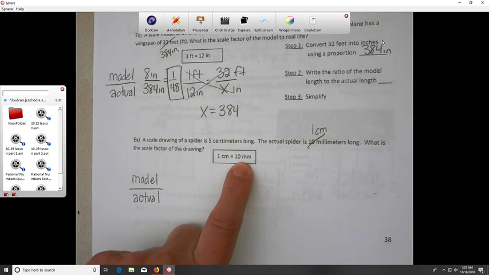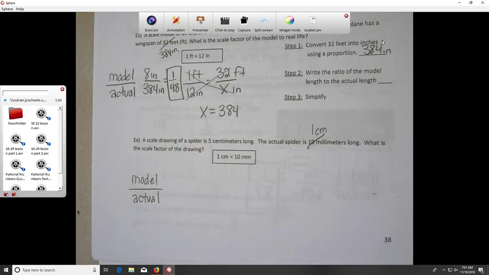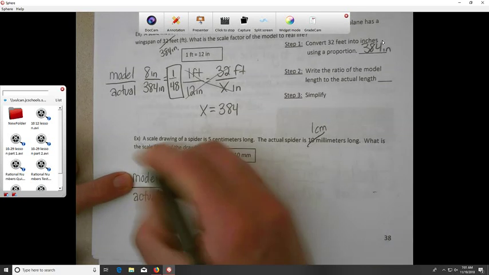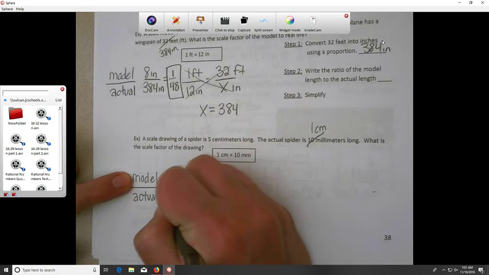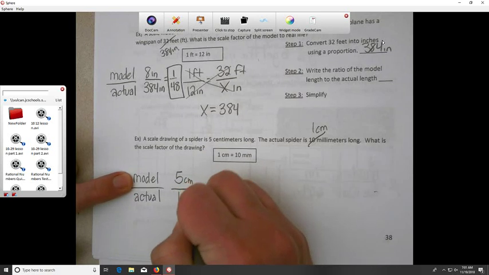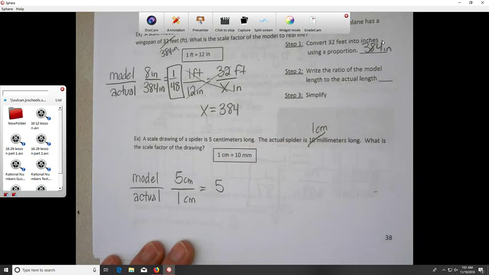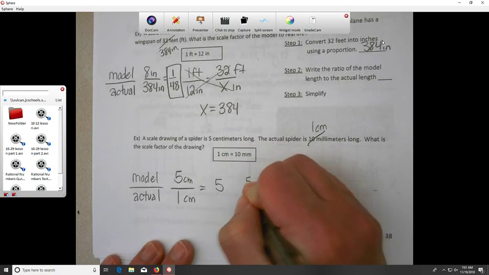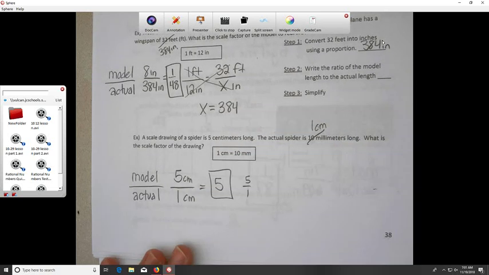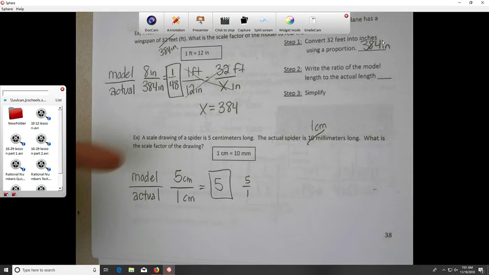All right, now we have matching units. We have centimeters. So the model, it says the scale drawing is 5 centimeters, so that would be our model. The actual, we just said, is 1 centimeter. So you simplify that, that just comes out to 5. You can leave it as 5 over 1 if you want to, but that's saying that in this case the model is actually 5 times bigger than the actual.